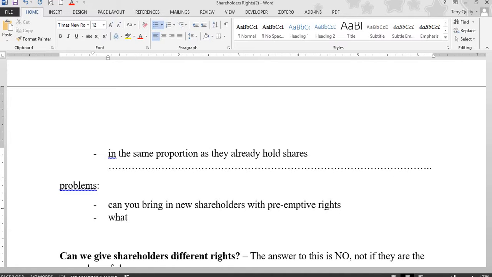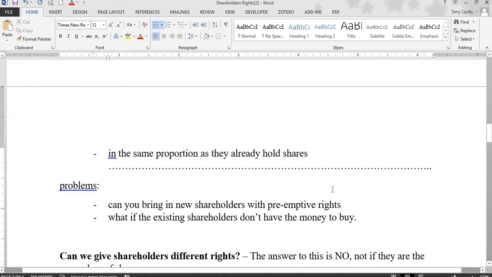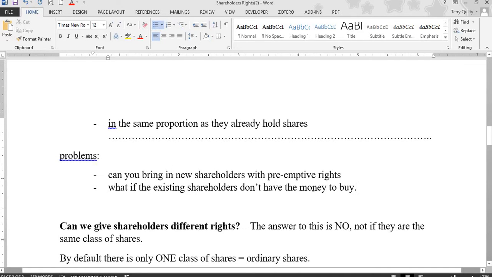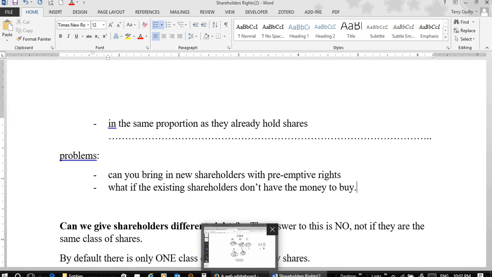But what if the existing shareholders don't have the money to buy? Then typically you would be able to offer them to any person at all. So think about those two issues in particular when you're looking at your assignment and saying, well, should I make my shares freely transferable or should I restrict them?